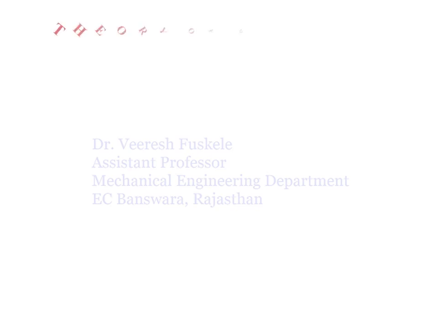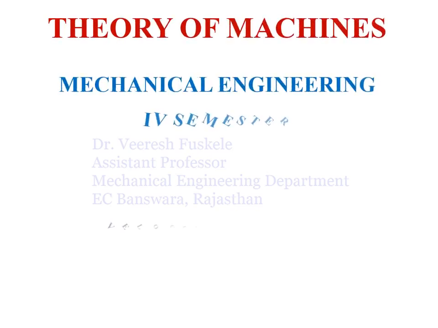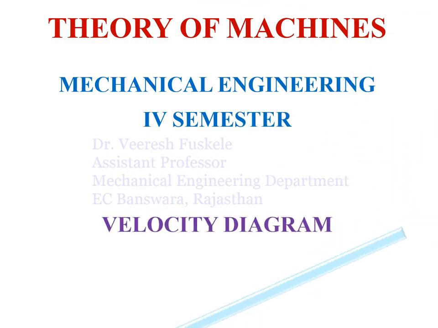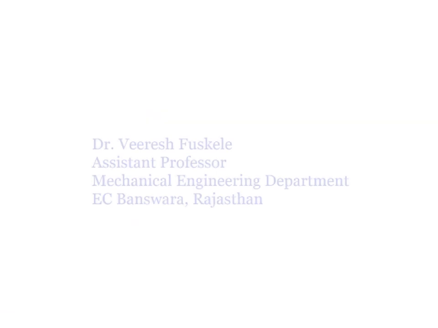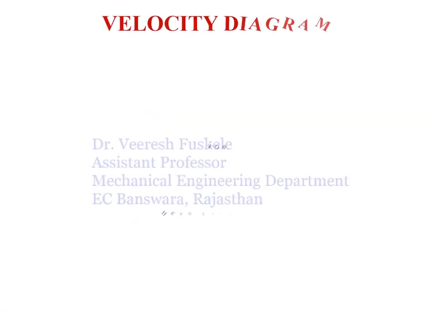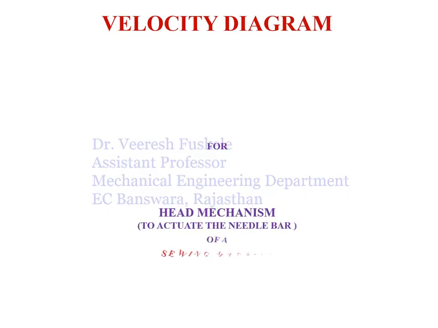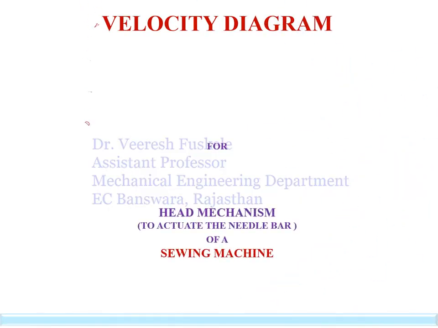Hello students, today we will be learning about how to draw the velocity diagram of various mechanisms using the relative velocity method that comes under the graphical method of velocity analysis. For this, we are using an example of a swing machine head mechanism, which is actually responsible to actuate the needle bar. So the example which we have taken is as follows.